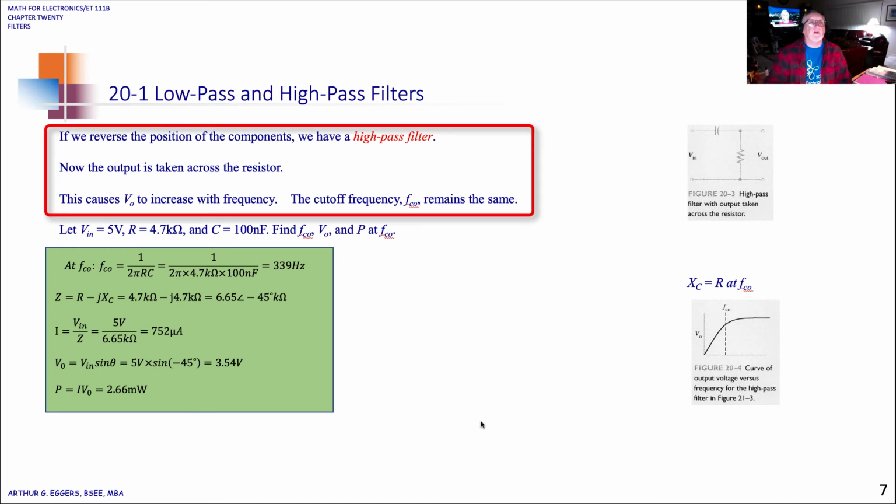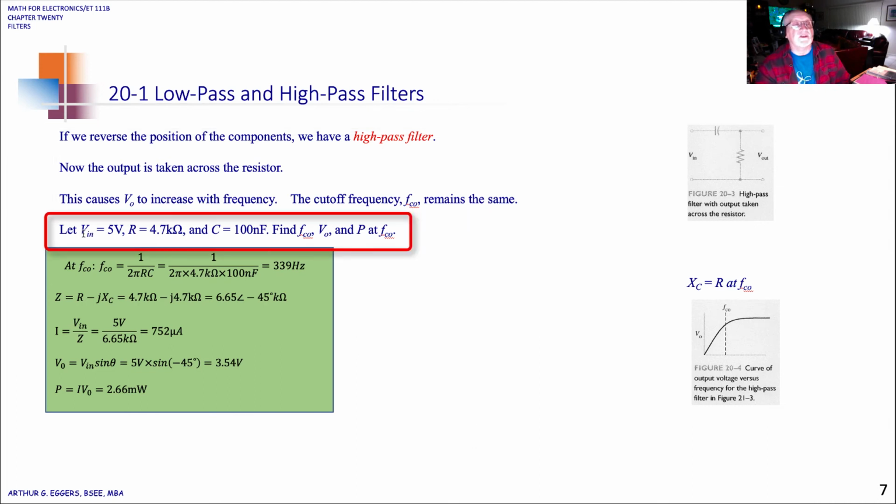So if we reverse the position of the components, we now have a high-pass filter. The previous example was a low-pass filter. You can see in this case we've reversed the position. The output is taken across the resistor instead of the capacitor. The output set up this way causes V out to increase with frequency. The cutoff frequency remains the same.